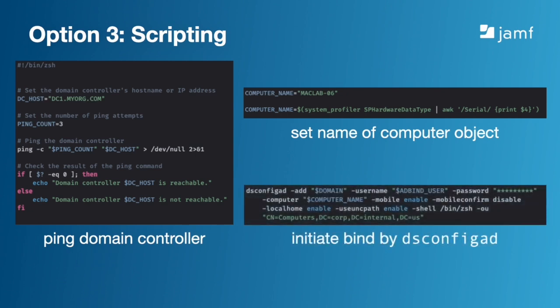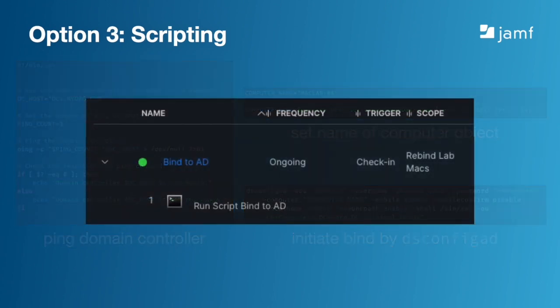Ultimately, the command you'll use is dsconfig.ad to add the device with a number of available options to your domain, and you'll want to use a service account that has privileges to add objects to the organizational unit you're targeting. You can also configure mobile account behavior, which will allow a user to log in even when the computer is not connected to the Active Directory server. And just like the directory binding object, we can run this script by way of a policy.